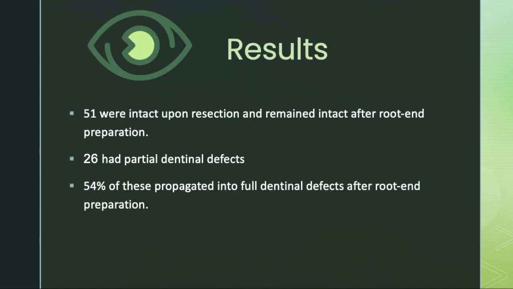Coming to the results, out of the 81 teeth, 51 of them were intact upon resection and remained intact after the retro prep. On the other hand, 26 of them had partial dentinal defects. Of those which had previously existing partial defects, almost half of them, 54%, propagated and developed into full defects after the ultrasonic root-end prep.